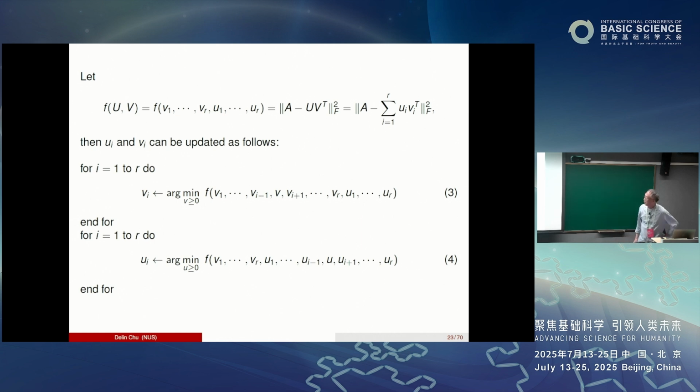Now we know if we can solve this minimization problem and this minimization problem exactly, then the related BCD method should be very powerful. So now the key is whether we can get an exact solution for subproblem 3 and subproblem 4.